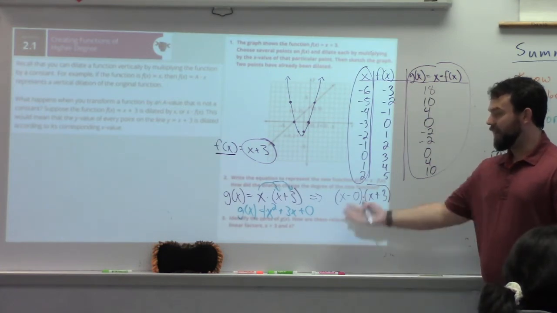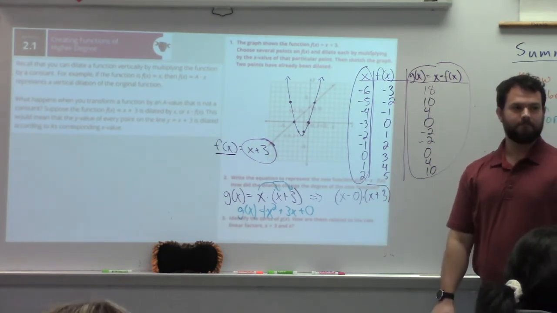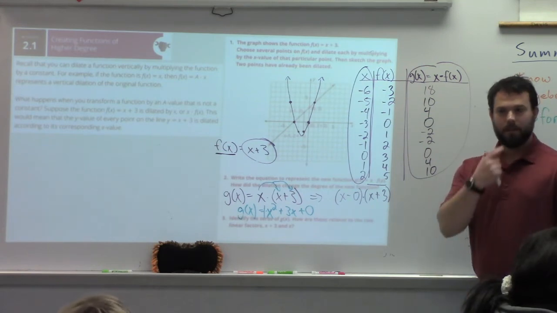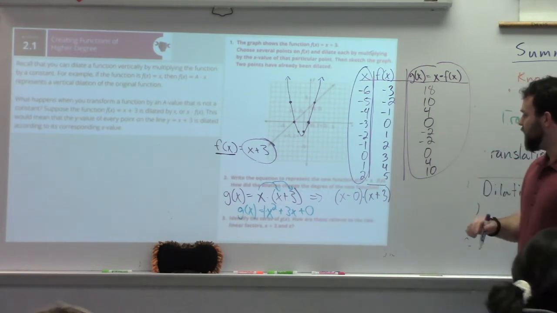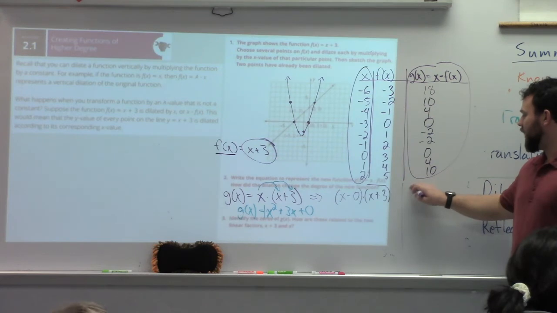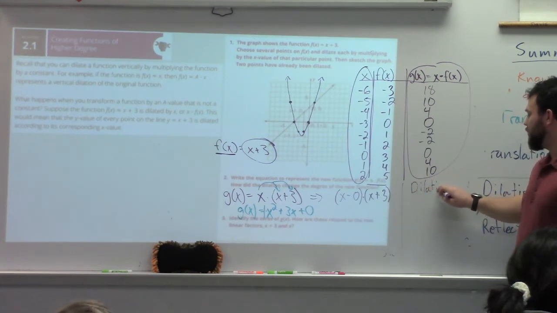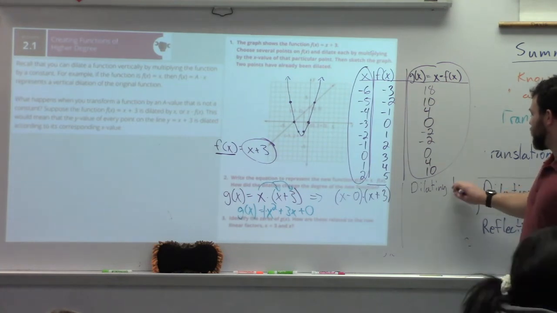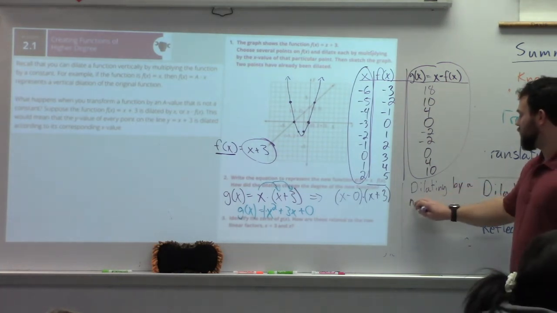So, does it make sense that this is quadratic now? Right? And so what we did leave off on yesterday was dilating by a non-constant creates a new function. I remember that.